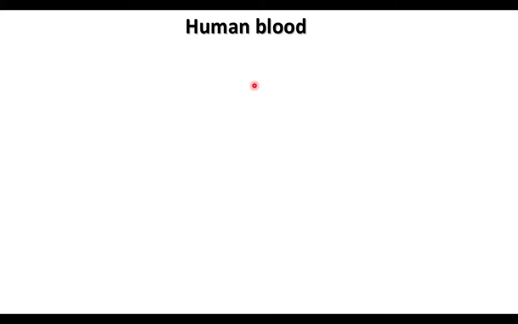Human blood has two components, blood cells and plasma.